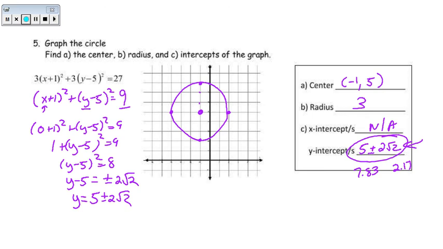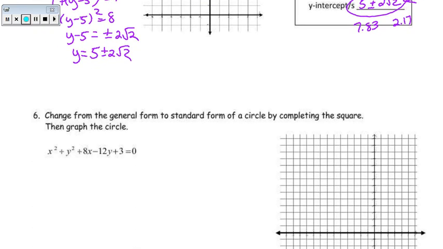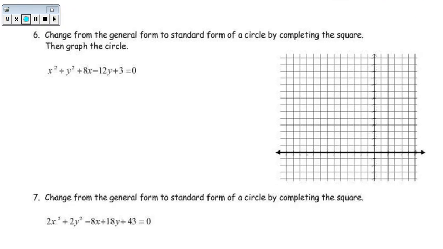Okay, so the next thing we're looking at is if I give you the general form, I want you to write me and graph in standard form. So I need it in standard form in order to make this graph. So we're going to do this by completing the squares. So the first thing we're going to do is gather up the x terms. And then we're going to gather up the y terms here and here.